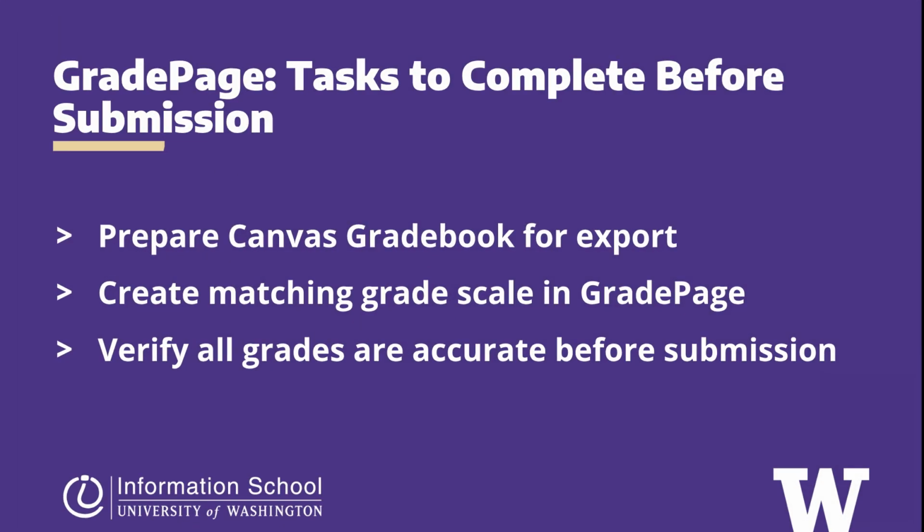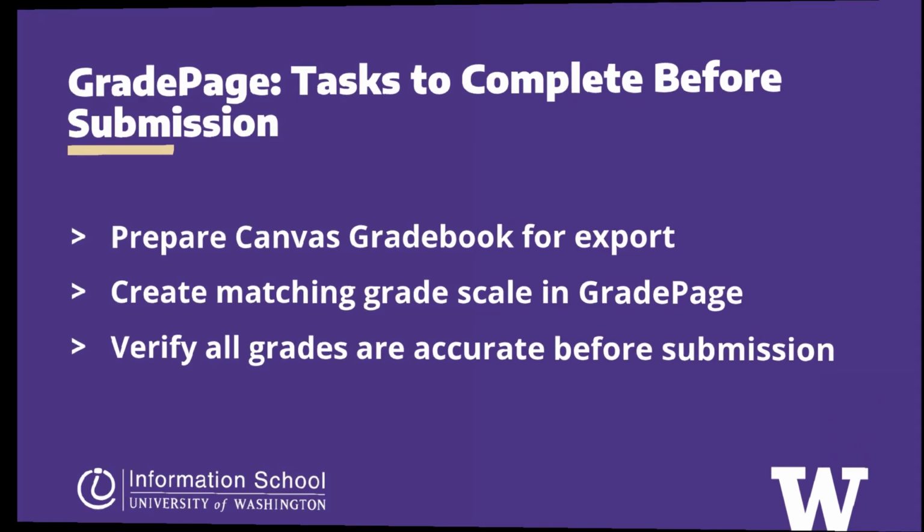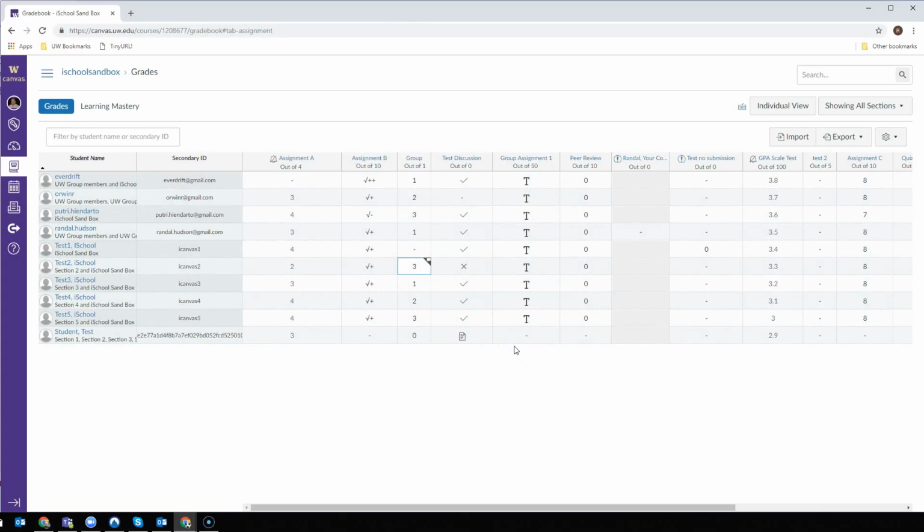When exporting grades from Canvas, you must complete 3 tasks prior to clicking the Submit button. You have to prepare your Canvas gradebook for export, create a matching grade scale in GradePage, and verify that the grades in Canvas match the grades that appear in GradePage. Before exporting your Canvas grades, you must prepare your gradebook. This makes sure that the grades are calculated correctly.